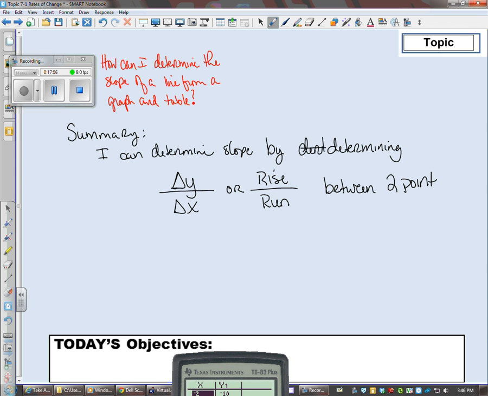So if I have two points, I can figure out what the change in y is over the change in x. And that is how we will determine the slope given a graph or a table. This concludes topic 7-1, rates of change.